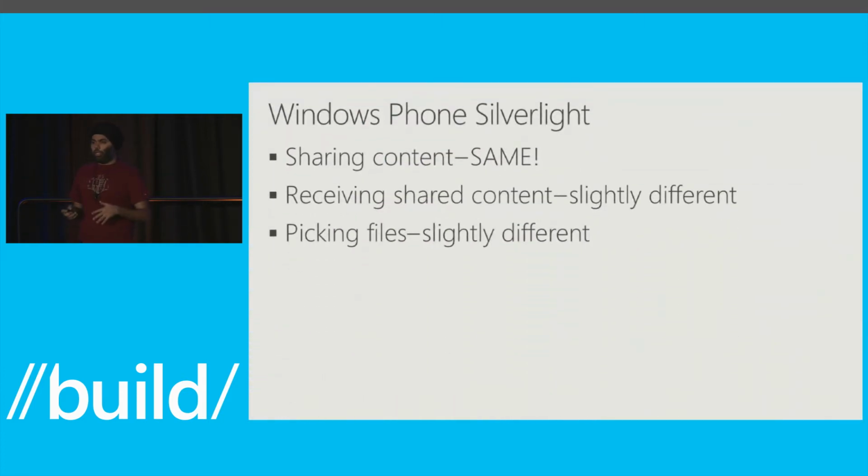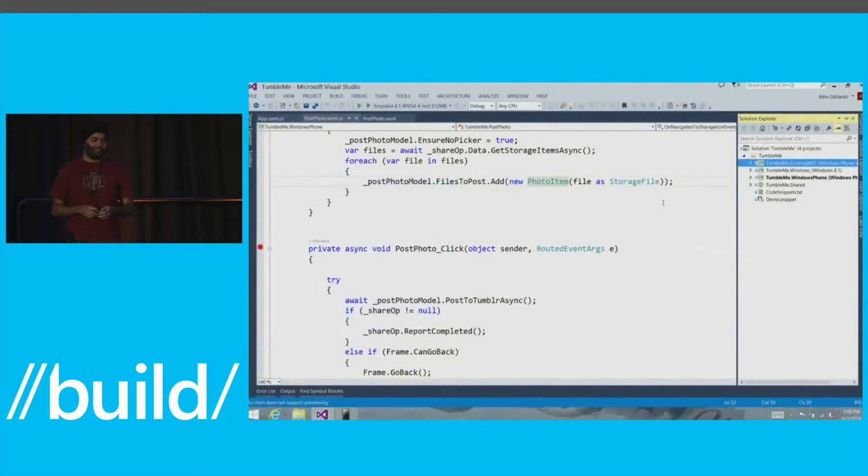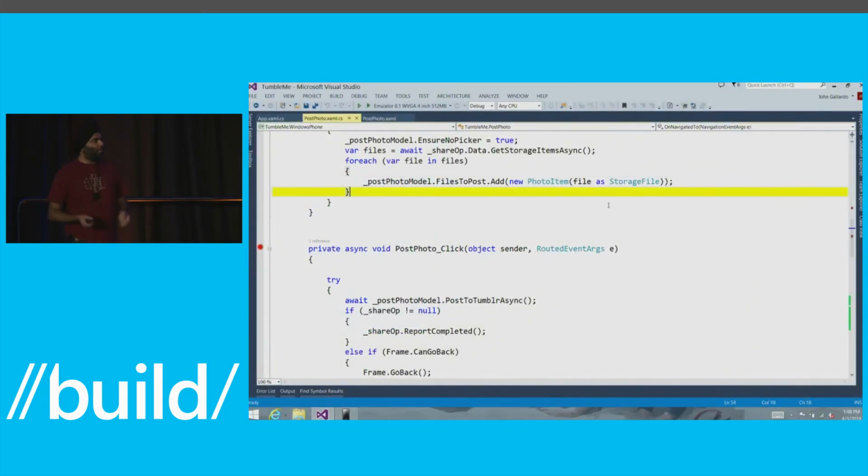The sharing content API is the exact same. There are slight, and I stress slight, differences in the way you receive shared content and the way you pick files, simply because the Silverlight application model is slightly different from the Windows runtime one. And to prove that it really is slight, John will show it off. Make me do all the work. Hey, that's why I'm the program manager.